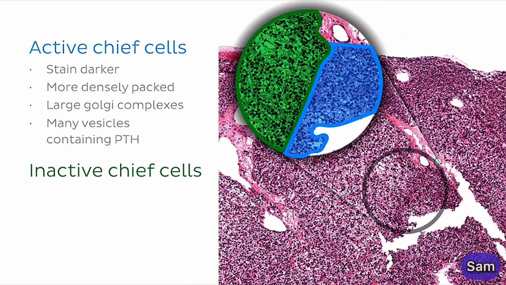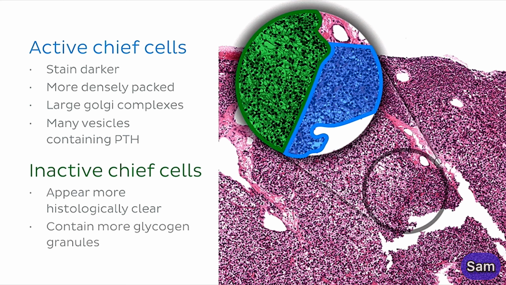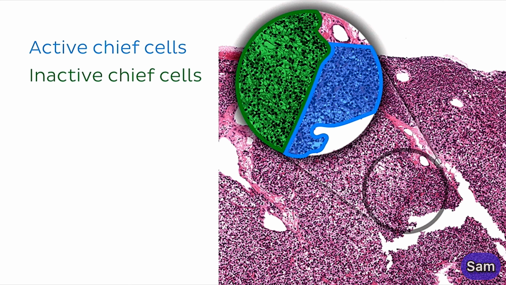Inactive chief cells, however, appear more histologically clear. They don't have the large active Golgi apparatuses, but do contain more glycogen granules than the active cells. There are generally more inactive cells than active chief cells, a ratio of about 4 to 1.